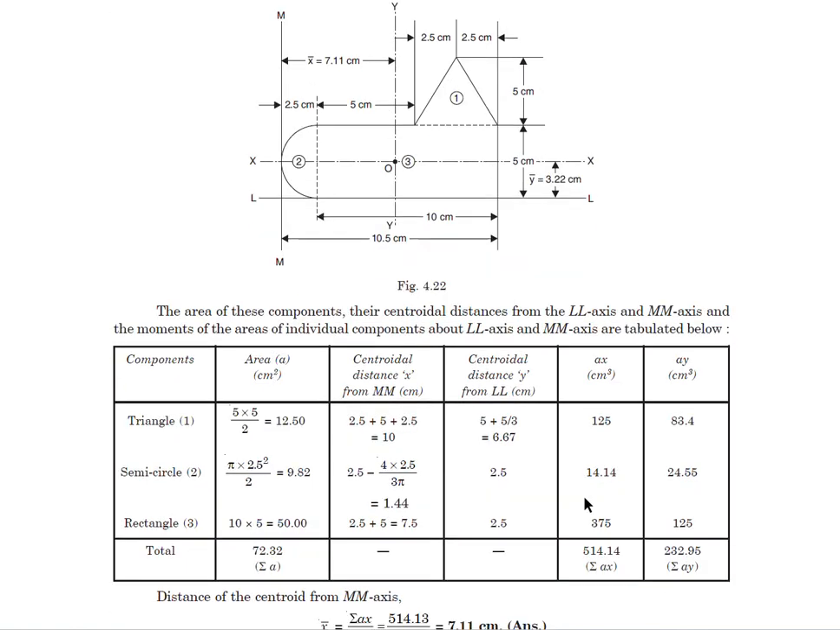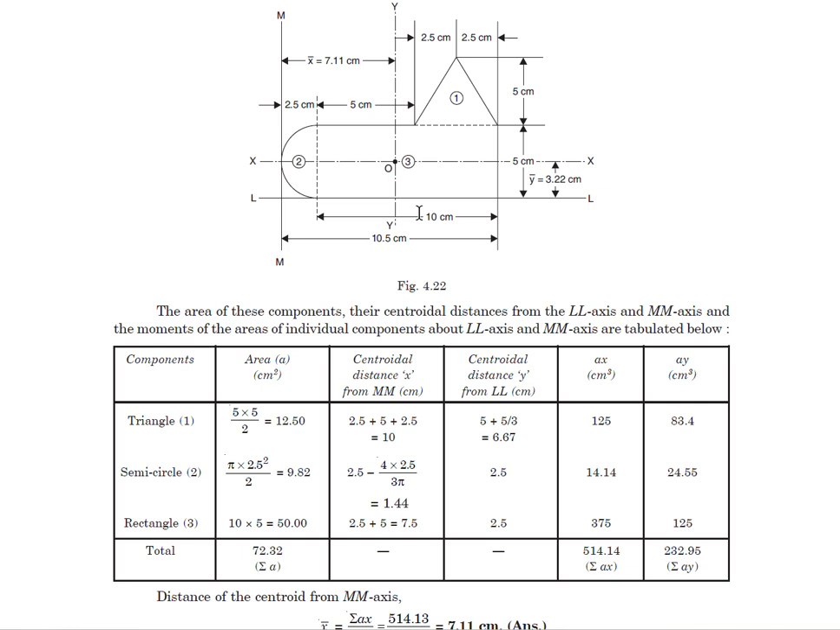So with this triangle, as you can see, its area is 5 into 5, that means, excuse me, 5 is the base, 5 is the height, so 5 into 5 divided by 2. Then the centroidal distance from the leftmost and the bottommost. So this is LL and MM, because in solving these examples, if you take this uniform convention, it will be easy to solve.